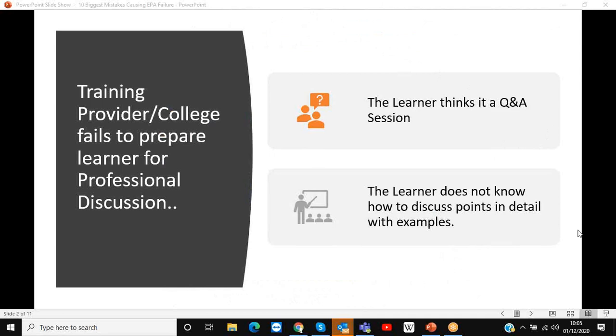What we've narrowed this down to is the fact that most learners think a professional discussion is a question and answer session. Now, we don't know whether this has been brought in by common misconceptions or whether it's been through the learner's learning journey, where any professional discussions they may have had with their trainer or tutor are more of a Q&A session rather than an actual real professional discussion.